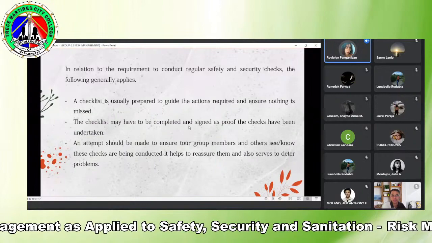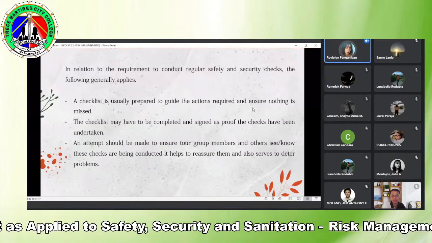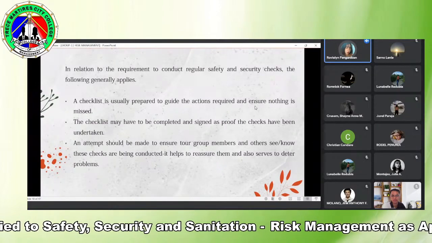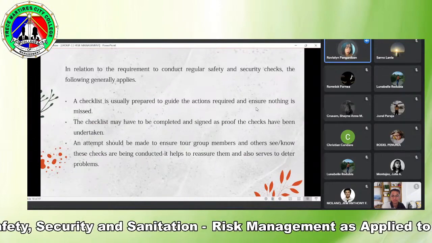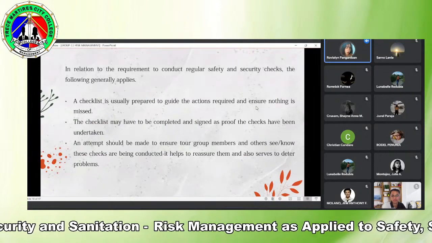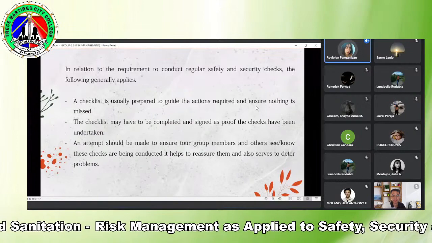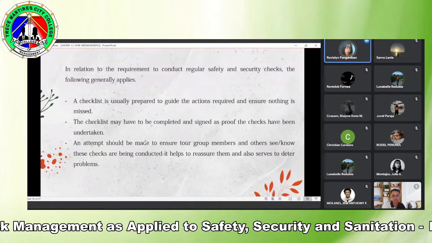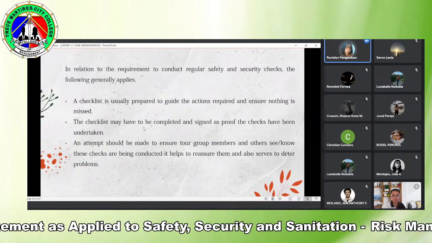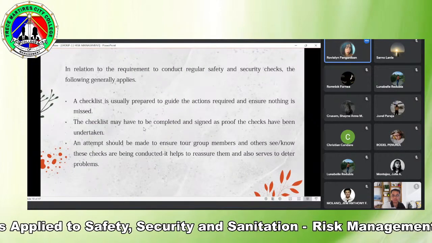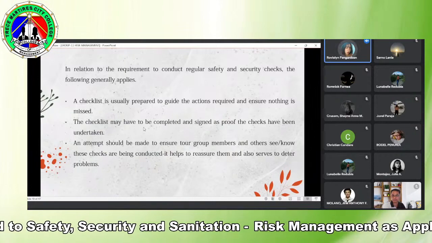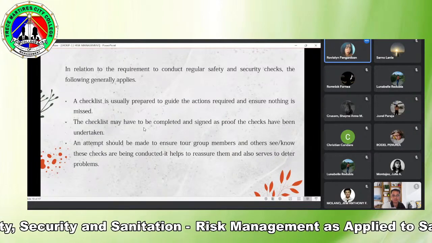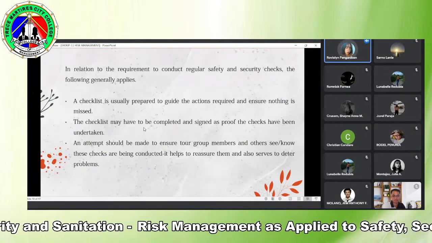Next, the checklist may have to be completed and signed as proof the check has been undertaken. It will be the proof that they read the policies or terms and regulations in a resort, hotel, or restaurant. And they will be aware of what they need to do.